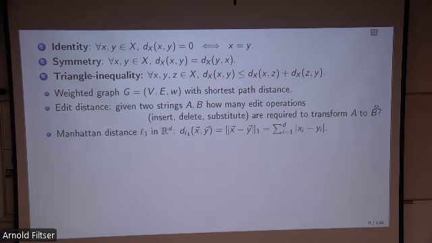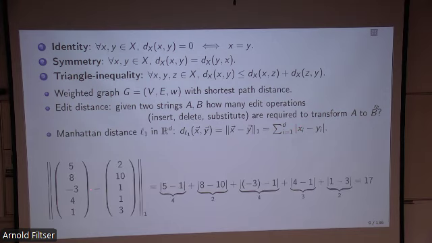Another classic example is L1 distance, or Manhattan distance, which is a distance over d-dimensional vectors. Here I give you all possible d-dimensional vectors, and given 2 vectors, the L1 distance is simply the sum over all the coordinates of the absolute value of the gap between the 2 coordinates. Here's an example with 5-dimensional vectors. The L1 distance is simply summing up the gaps over all the coordinates. Yes, this should be a 1. So you sum them all up and you get the distance.